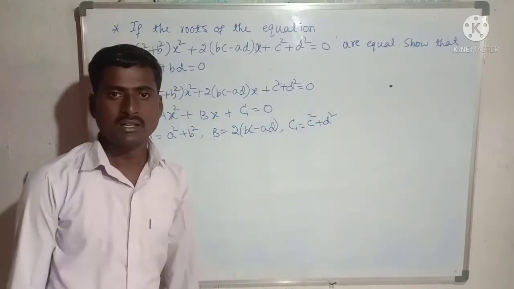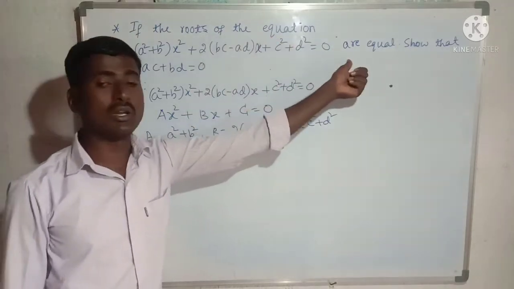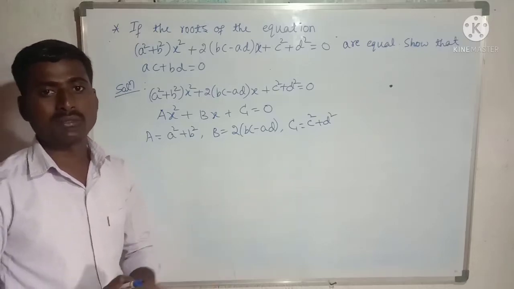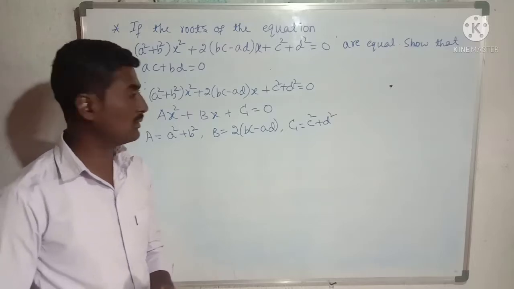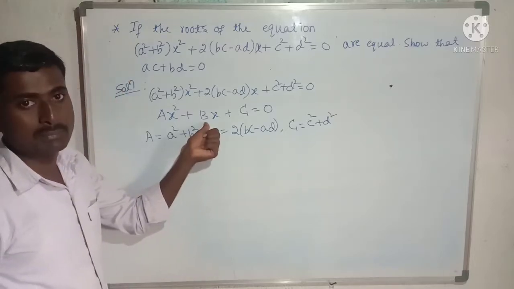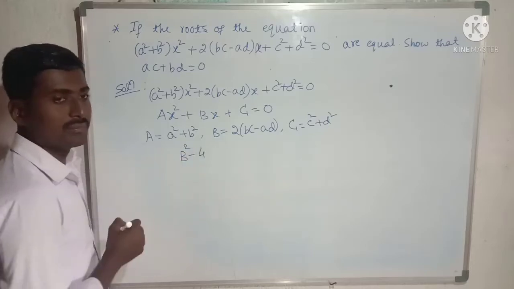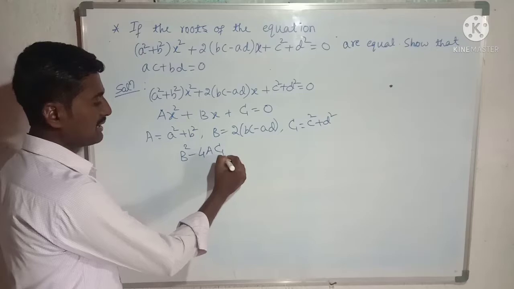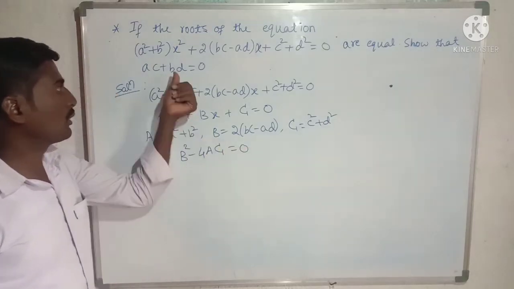Okay. Now, they said that the roots of this equation are equal. What does it mean? The roots are equal means the discriminant must be equal to 0. It means b square minus 4ac is equal to 0. So here b square is nothing but capital B square, minus 4 capital A, capital C, is equal to 0. By using this concept, we have to prove this.